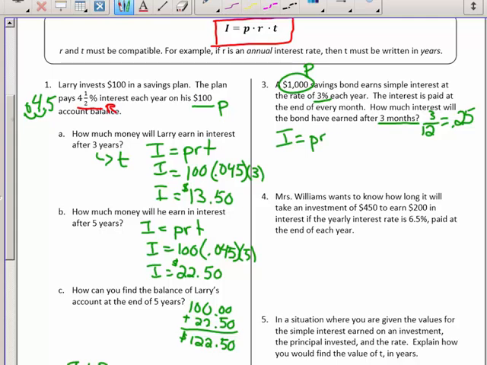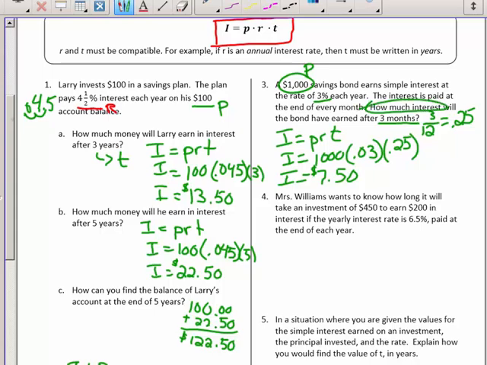So I equals PRT. Principal is 1,000, interest rate is 0.03, and our time is 0.25 of a year. So we have 1,000 times 0.03 times 0.25. So we're getting $7.50 in interest, and that's what they asked for. How much interest will the bond have earned? They didn't want the balance like they did in question number 2. Always making sure we're answering the question that was asked.